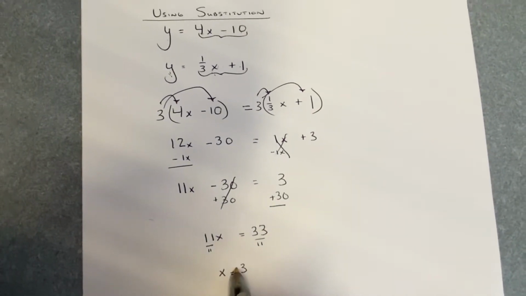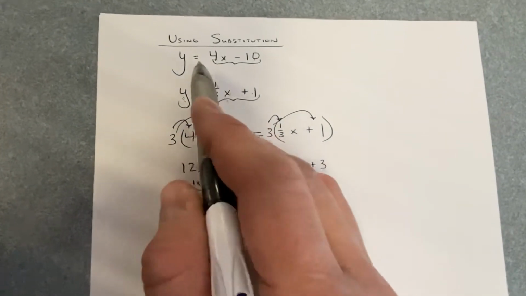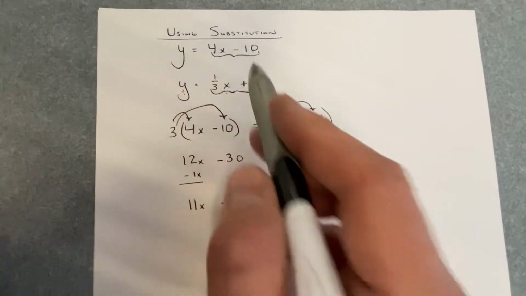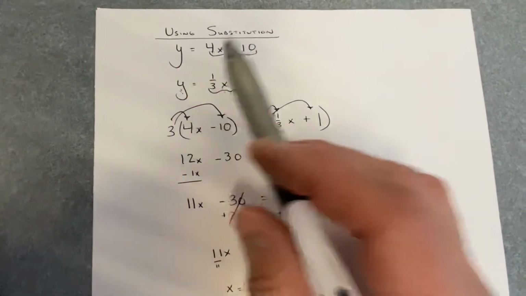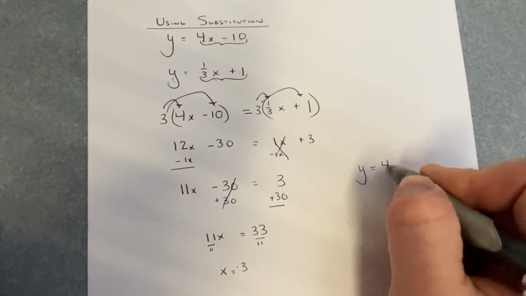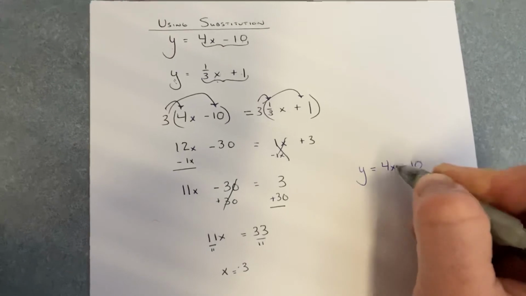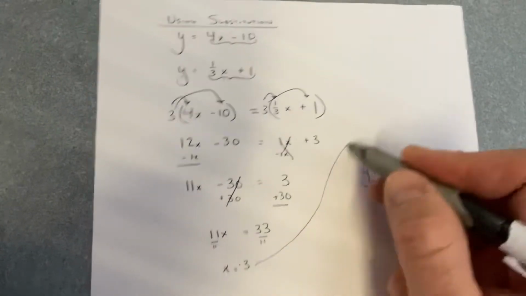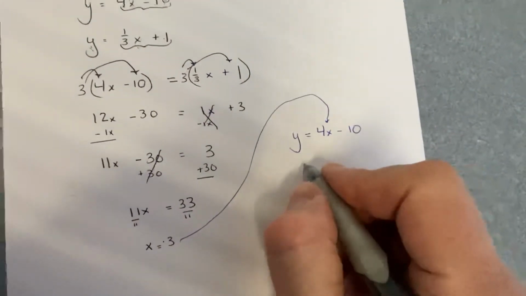Now, if we're going to take that and figure out what y is, I'm going to take the original equation that doesn't have a fraction in it. So I'm going to take y equals 4x minus 10. And where the x is, I'm just going to put my new number and substitute that in. So this is going to find y.